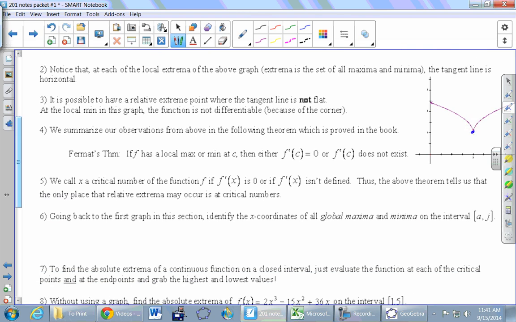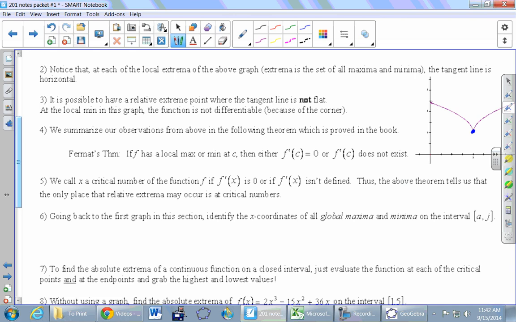Okay, so would you guys agree that that point right there is a local minimum? It's lower than the points nearby, but is the tangent line horizontal there? No, it isn't. Even the tangent line doesn't make sense there. So there's 2 places we're going to look for local maxes and mins. We're going to look for places where the tangent line is horizontal, and we're going to look for places where the function isn't differentiable.